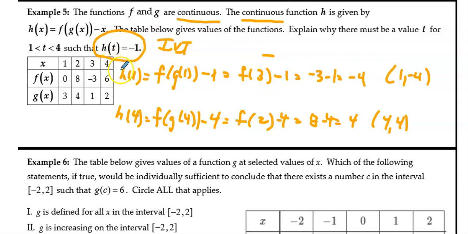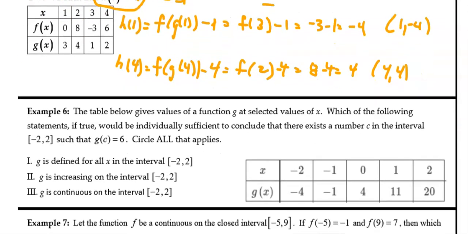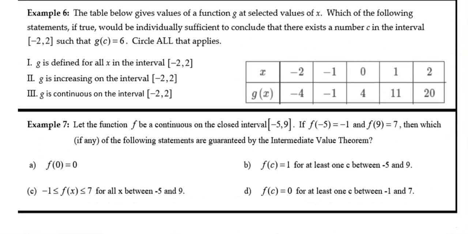So again, I'm hoping that you guys are really understanding that whenever you find f of a and you find f of b, one is above the value and one is below it. And you can only do it if the function is continuous on the given interval. All right, let's go down to example number 6.